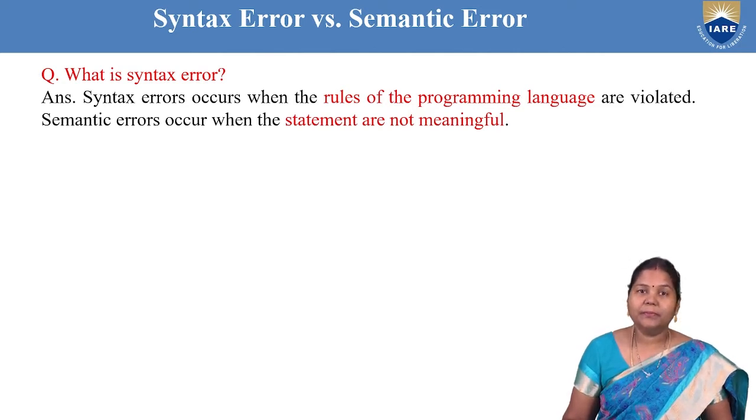Similarly, what do you mean by semantic error? Semantic errors occur when the statements are not meaningful. Okay. For example, errors like divide by 0 or out of bound errors, which are not meaningful. Or if you create some logical errors, then those are called semantic errors in programming.